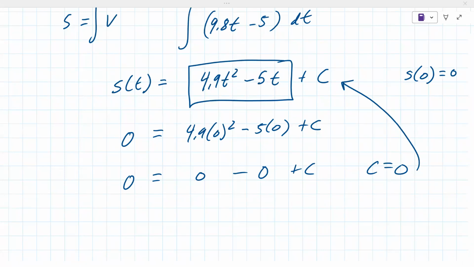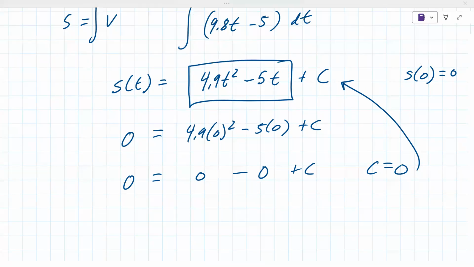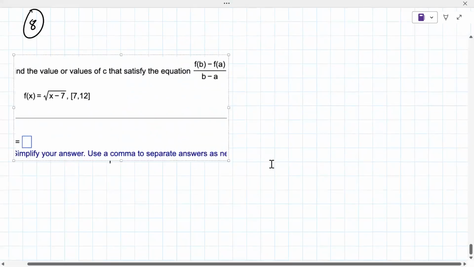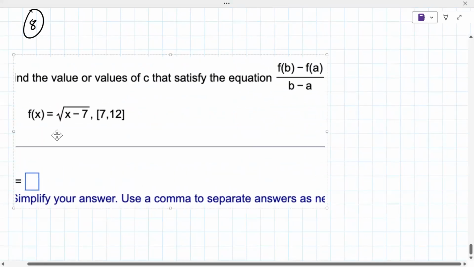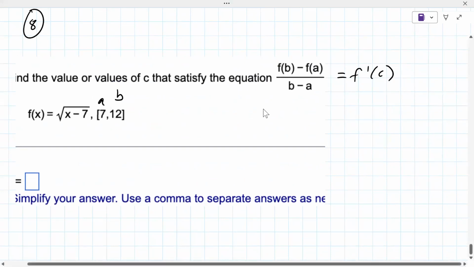All right, let's look at the next one here. Number 8. All right, so find the value or values of c such that f of b minus f of a over b minus a equals f prime of c. So they're giving you a, they're giving you b, they're giving you a function.